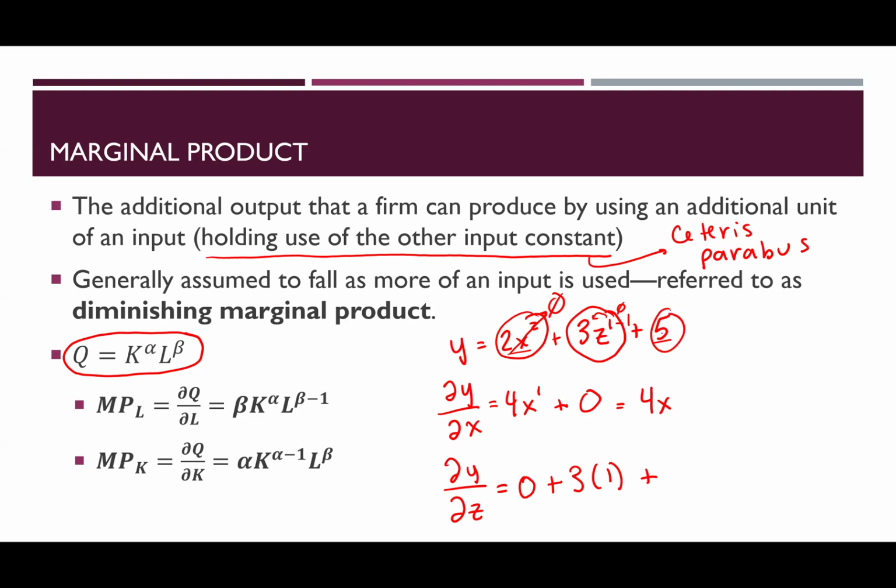And then lastly, that 5 is a constant. It doesn't change with Z, so it goes to 0. So the partial derivative of Y with respect to Z is 3. Okay, so those are some examples. Let's look now at the type of example you might see in this class for production functions.